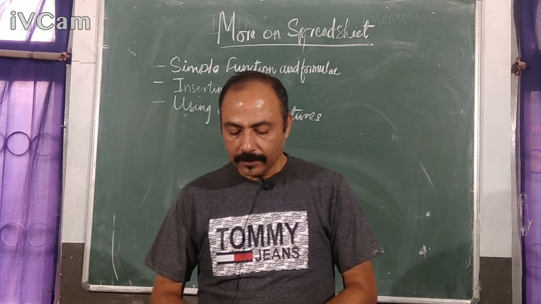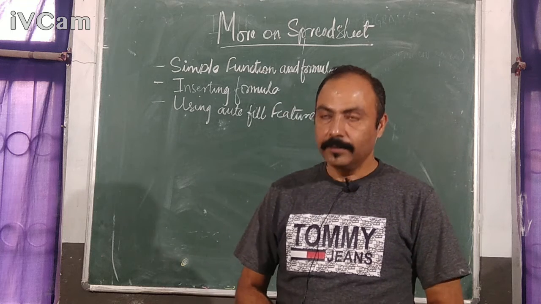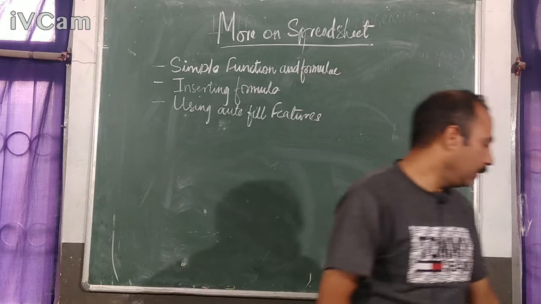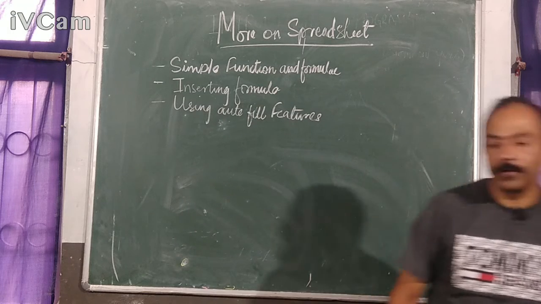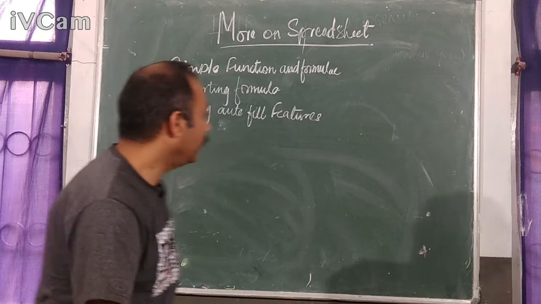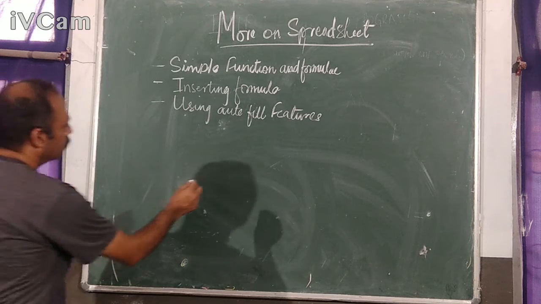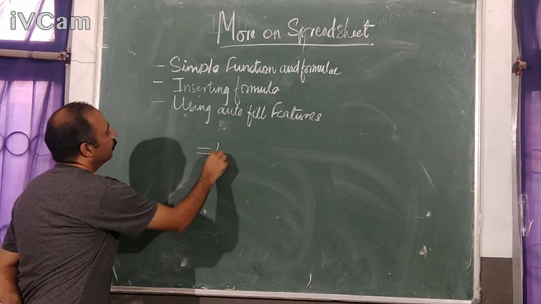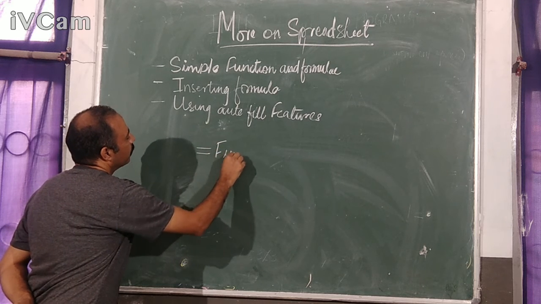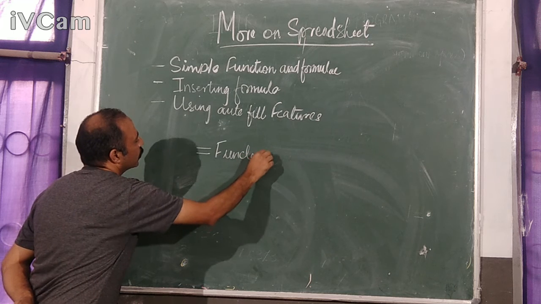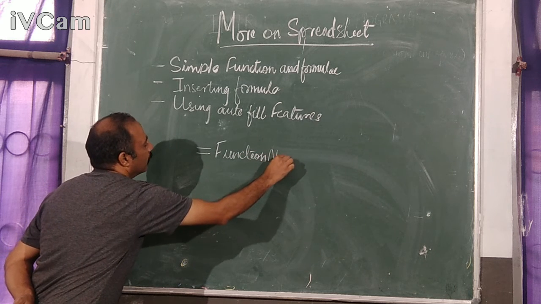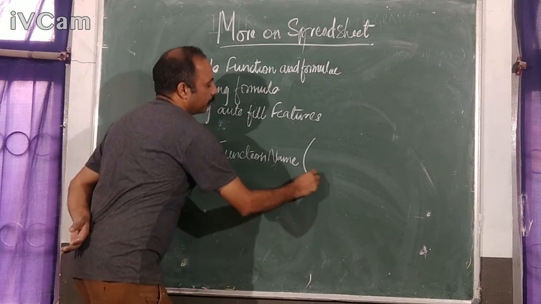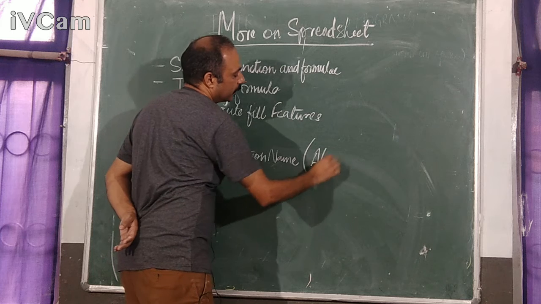In Excel, a function is written in a particular way. So how to write the functions? We have to always start with the equals to sign. So when we write the function, we have to write the equals to sign. Then we have to write the function name. Then we have to specify the brackets, and we have to write the attributes.